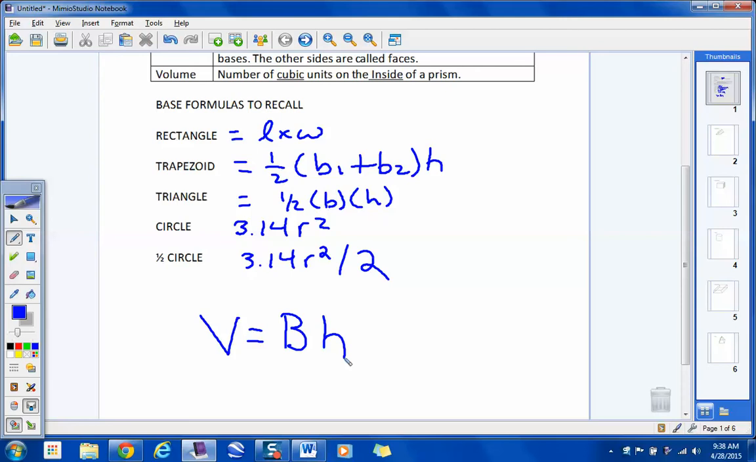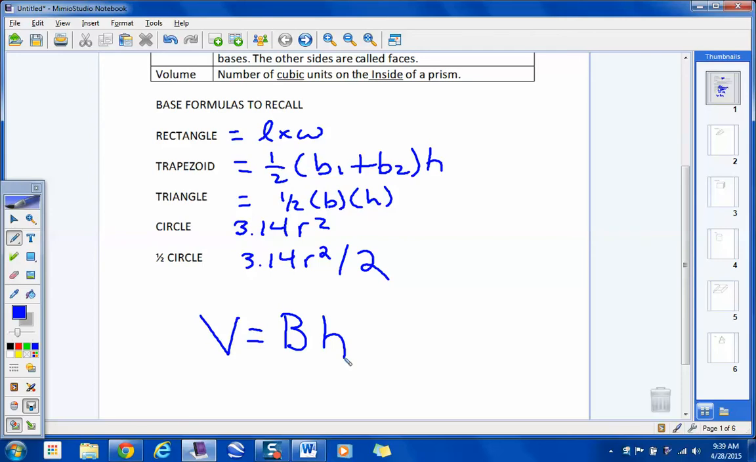This capital B right here is going to represent an area of a base. Now our base is going to be based on what kind of a prism I'm talking about. If I say rectangular prism, what's the base shape? Well, it's a rectangle. If I say triangular prism, what's the base shape? Triangle. If I say trapezoidal prism, what's the shape of the base? What if I say cylinder, what's the shape of the base? Circle. Okay. Now this is going to be the general formula for all prisms, but I'm going to have more specific formulas for you here in a second about each one.